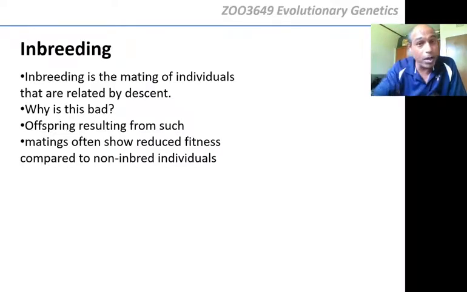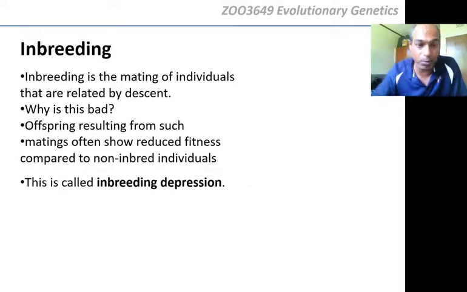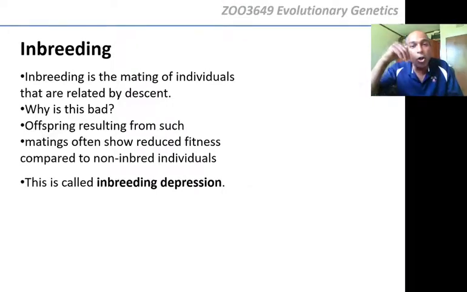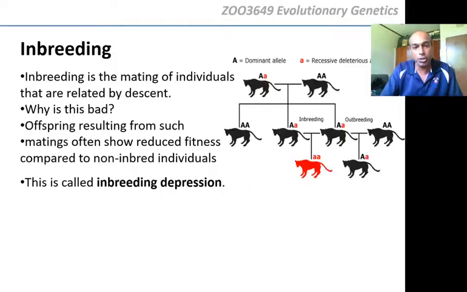It's not a good idea for rhinos. It's not a good idea for even mosquitoes. All of us, we have the same problems, okay? And when the two lethal alleles come together and the fitness of that individual goes down, that is what we call inbreeding depression, okay?